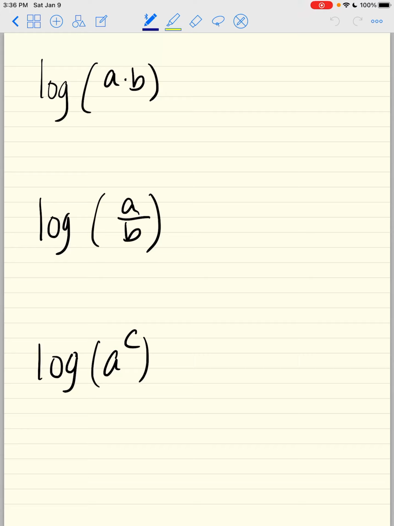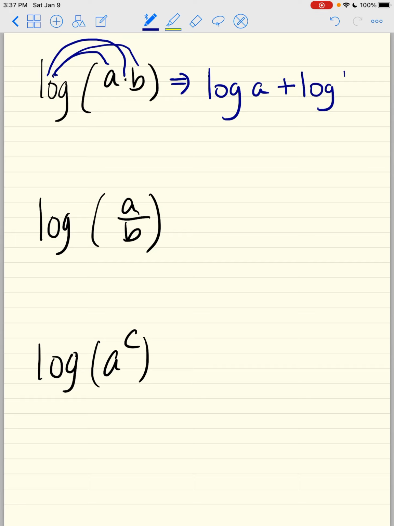Right now, we have log A times B. I do this with my students, and I hope you will learn from this. I do it almost as if I'm distributing. I say this is log A. I say when log touches a product, it becomes a plus sign. And then log B. They got to touch everything. And that's how you expand log A times B.